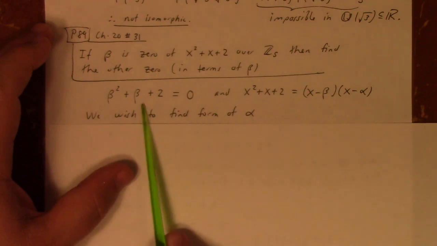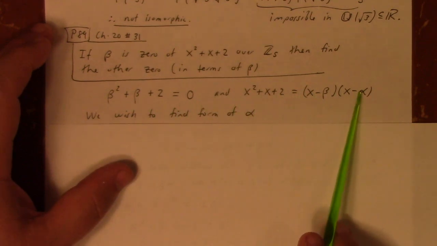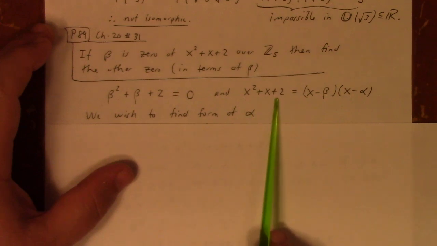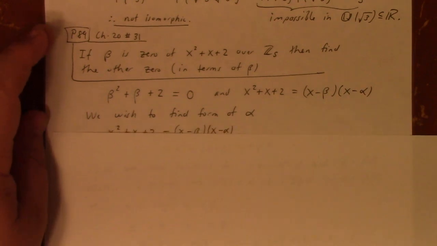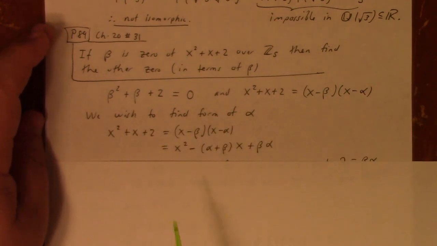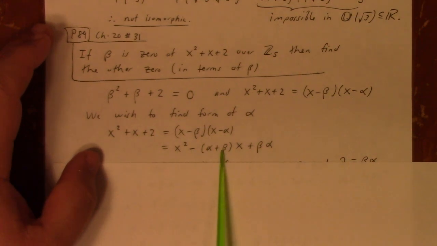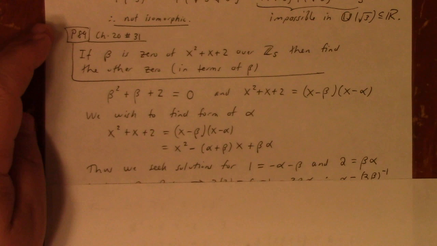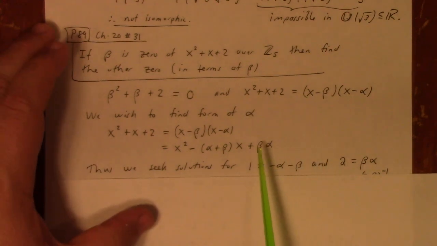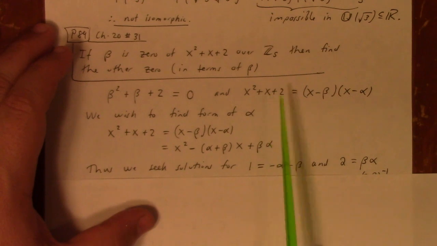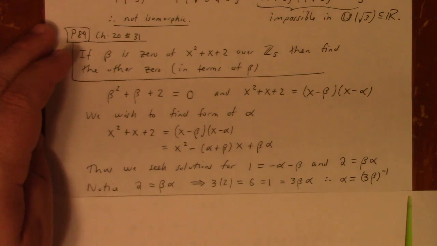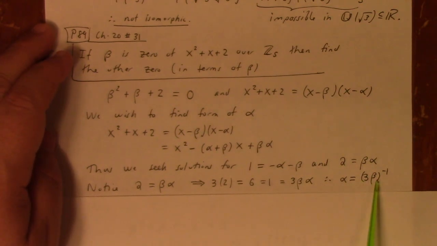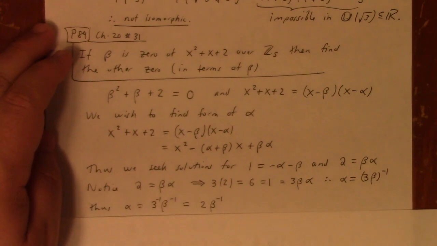We know that beta squared plus beta plus 2 is 0, and we are looking for alpha such that it's the other 0 of this polynomial, right? So by the factor theorem, it's got to be x minus beta times x minus alpha. We don't know alpha, but we'd like to find it. But we can work that out, and so multiplying that out gives me x squared minus alpha plus beta times x plus beta times alpha. And what we want, right, is we want alpha plus beta to be 1, or rather minus alpha minus beta to be 1, and we want the product of alpha and beta to be 2. Well, that immediately tells me that alpha is equal to 3 times beta inverse. In other words, alpha is equal to 2 beta inverse, all right?